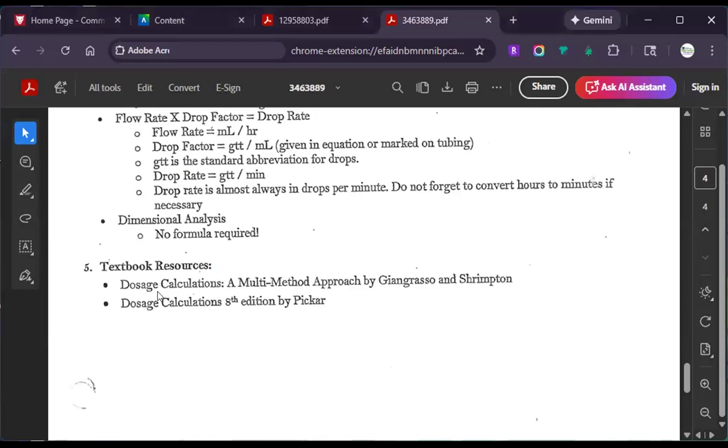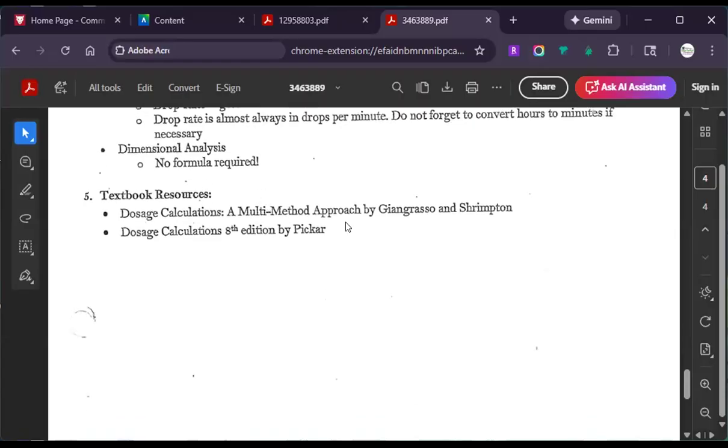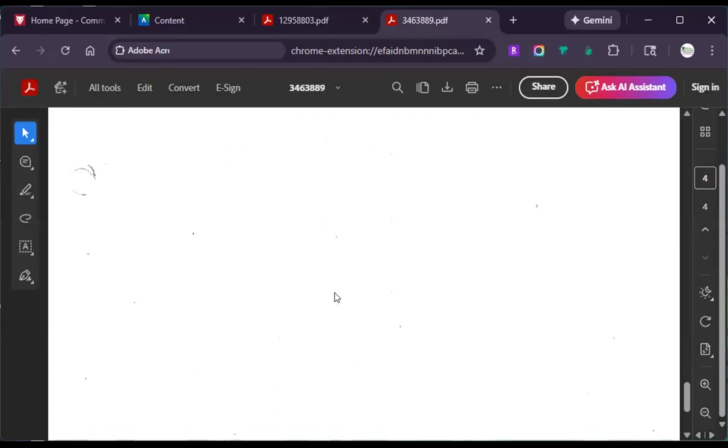These are some textbook resources if you want to look at a textbook. These are older editions, so you might even be able to get a deal on a copy on eBay or Amazon. You may also be able to pick one up or look at one in the library. This is where I got a lot of the information for your dosage calc questions.